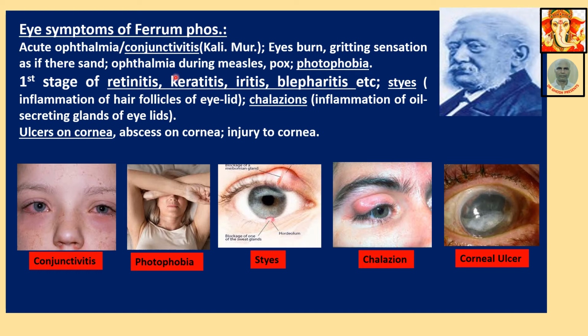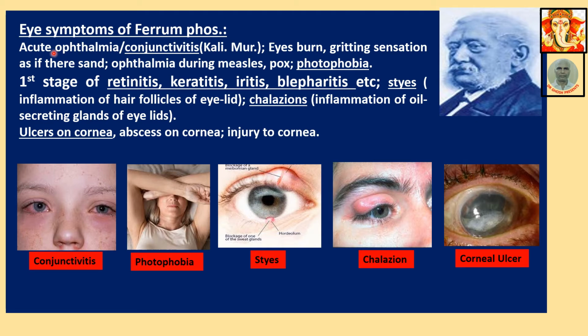Eye symptoms of FERRUM PHOS: acute ophthalmia, conjunctivitis. It is also seen in calamine. Eyes burn, with a gritting sensation, as if there is sand. Ophthalmia during measles, pox, and photophobia.